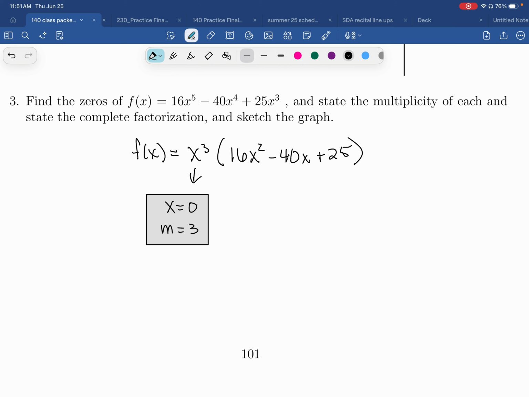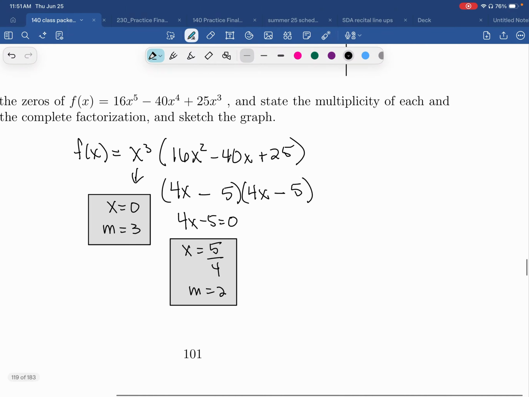You can go quadratic formula, but I do think this is factorable. Nothing in common factors out, but 16 is a perfect square and 25 is a perfect square. So I'm pretty sure this one gets factored. Square root of 16 would be 4. Square root of 25 would be 5. And then to make it negative in the middle, we would need them both to be minus. This tells us that we're going to set this equal to 0. x equals, add your 5, divide by 4. And it shows up twice, so it has multiplicity 2.